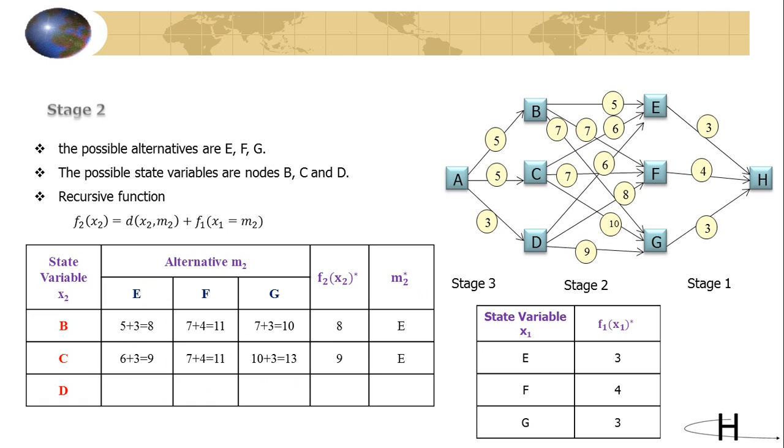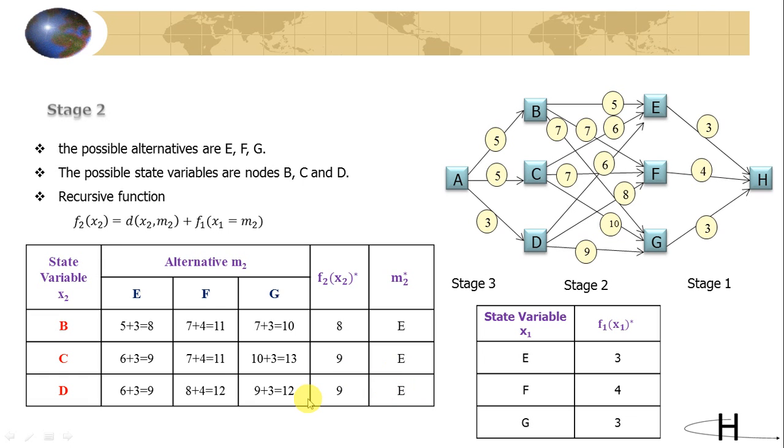Similarly, for D, traveling D-E-H, the time required will be 6 plus 3 equal to 9. D to E, the time required is 6, and E to H is 3, so 6 plus 3 is 9. D to F, F to H: D to F is 8 and F to H is 4, so 8 plus 4 is 12. D to G and G to H: D to G is 9 plus G to H, which is 3, so 9 plus 3 is 12. The minimum value among these is 9 with respect to alternative E. So this is our stage decision with respect to alternative E.